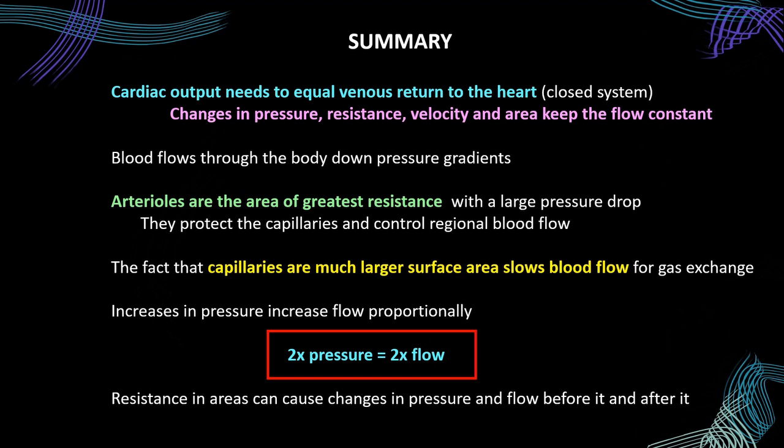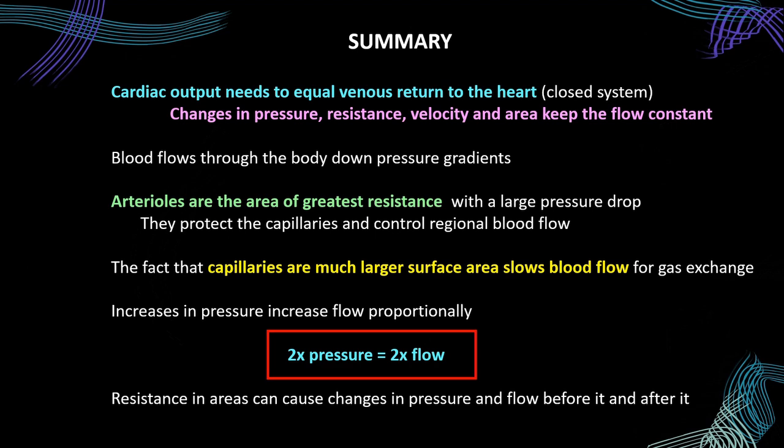In summary, cardiac output needs to equal the venous return to the heart. Changes in pressure, resistance, velocity, and area keep the flow constant. The blood flows through the body down pressure gradients. The arterioles are the area of greatest resistance. The fact that the capillaries have a much larger surface area slows down the flow for gas exchange, but the flow remains constant. It's the velocity that drops. Increases in pressure increase the flow proportionally. If I double the pressure, I will double the flow.